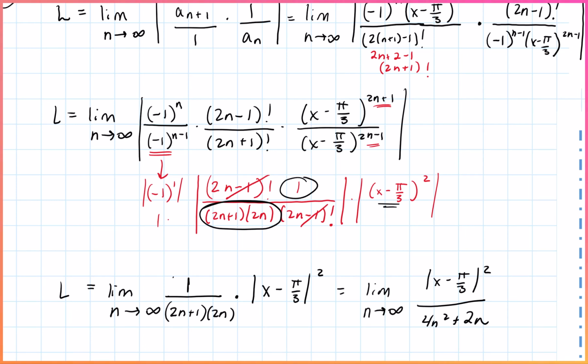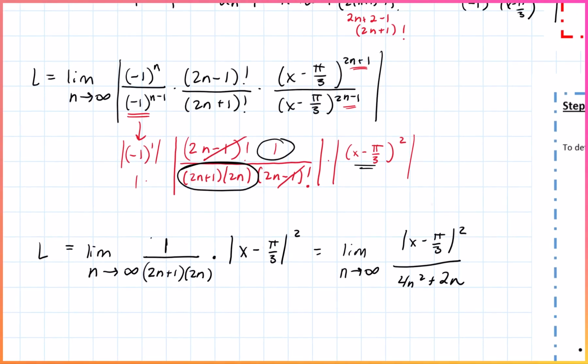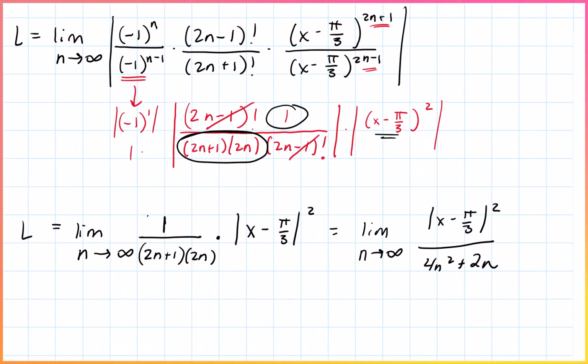Now, I went ahead and simplified a little further. I didn't really need to, though, because as I take that limit, as n approaches infinity, so as we're letting n grow without bound, what's going to happen is we're going to get x minus pi over 3 squared, an absolute value, divided by something that is growing without bound. So divided by infinity. So as n goes to infinity, that numerator is a constant in terms of the limit. So as n goes to infinity, this is going to zero out. So L is actually equal to, when I take that limit, 0.